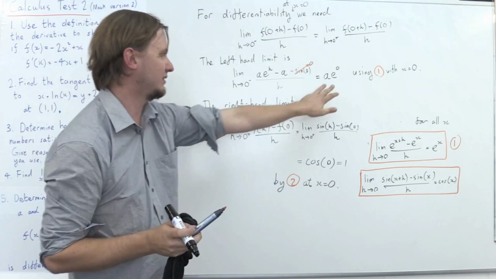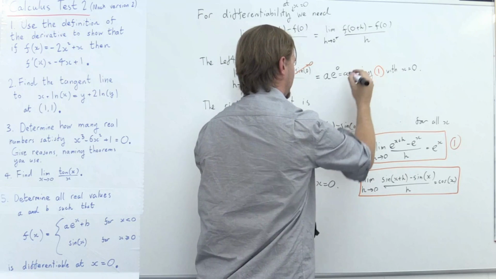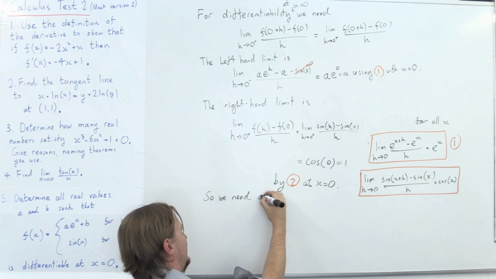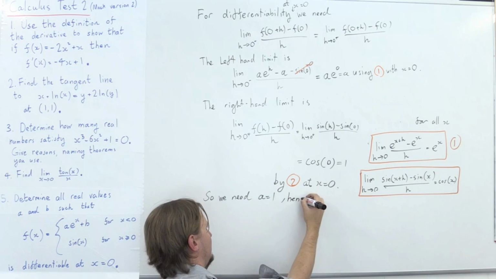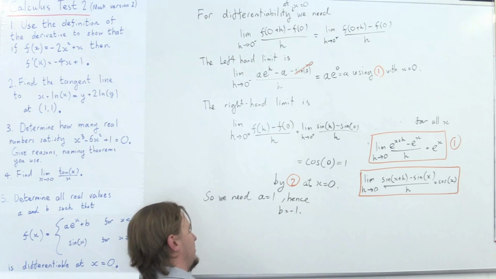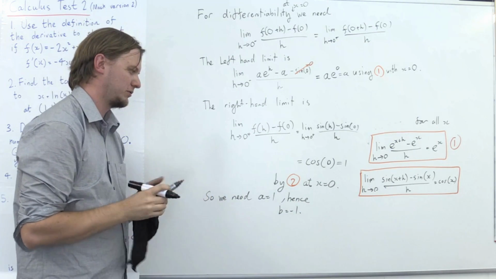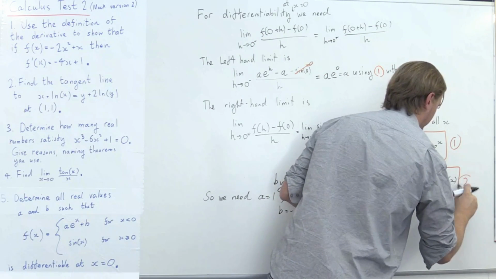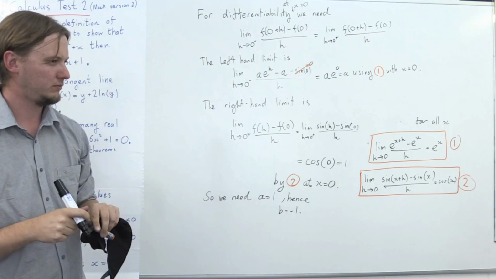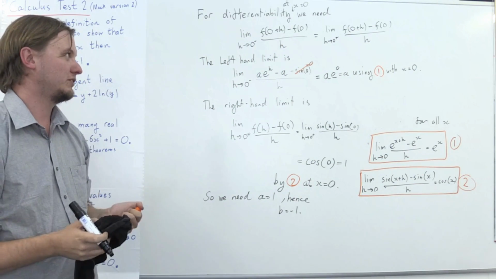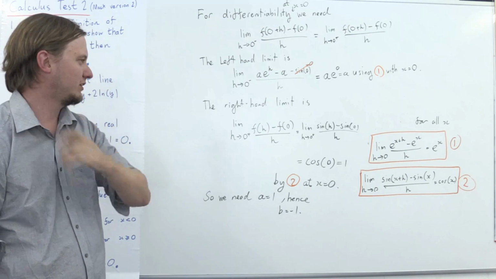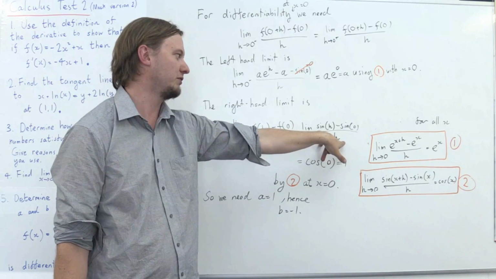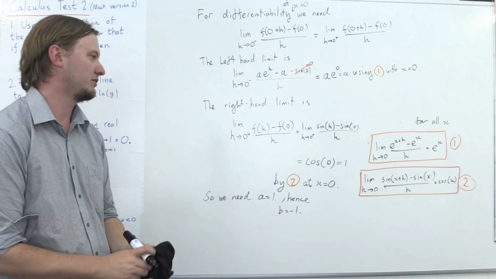So what I need is that this a is equal to 1. So we need a equals 1, hence b equals minus 1. So those are the values you were looking for. So this is one way to do it. Unfortunately, when you get to an equation like this, you have to just recognize by definition this is a derivative of sine at x equals 0.